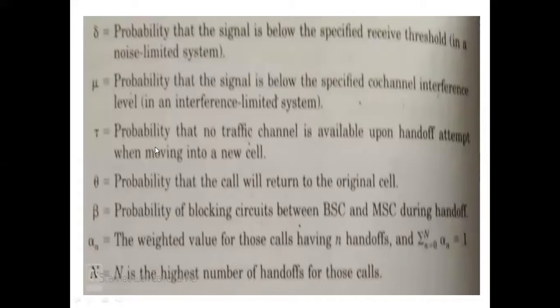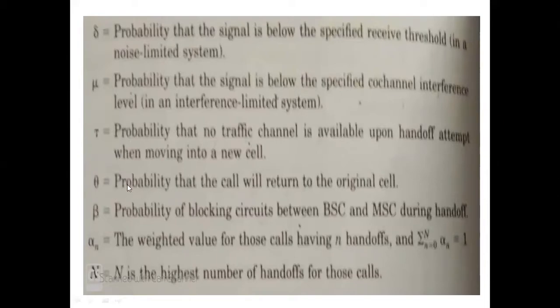That is when our mobile unit moves from one location to another. It needs a handoff and attempts a handoff. If there are no available channels in the particular neighboring cell, then what is the probability? That probability is calculated by the value of tau. And theta is the probability that the call will return to the original set, that is the home set.